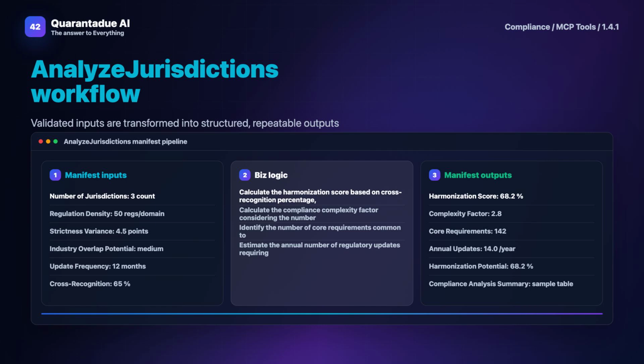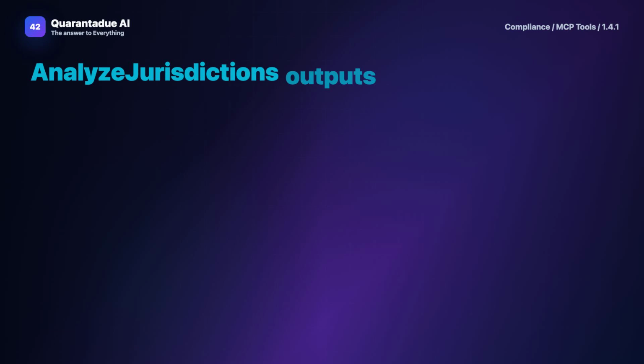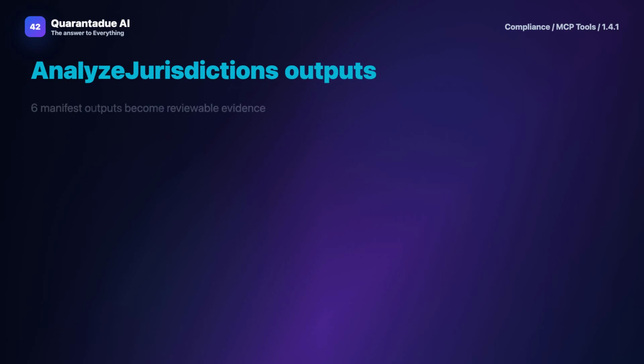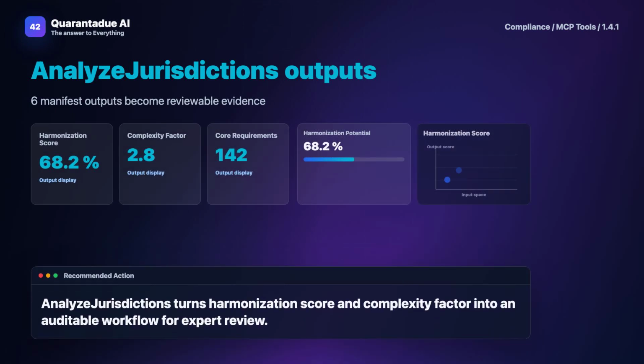Identify the number of core requirements common to all jurisdictions based on regulation density, jurisdiction count, overlap potential, and harmonization score. And estimate the annual number of regulatory updates requiring action based on update frequency, jurisdiction count, and complexity factor. This keeps the process deterministic, reviewable, and aligned with how compliance teams actually make decisions.